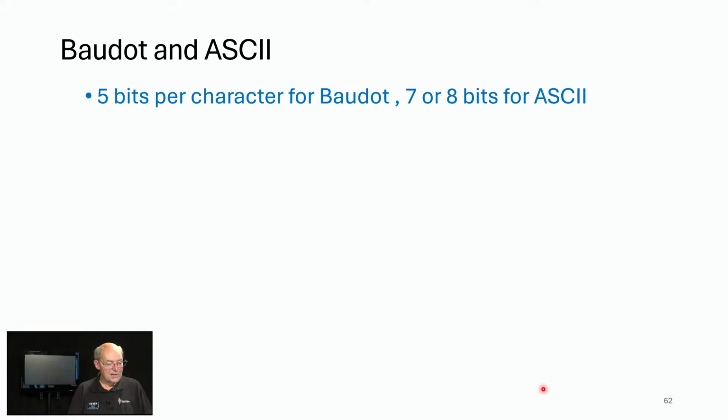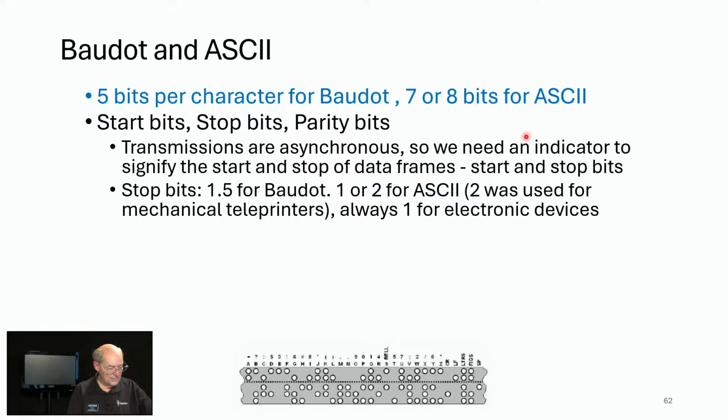Some differences now between Baudot and ASCII. We've got 5 bits per character for Baudot, 7 or 8 for ASCII. We've got stop bits, start bits, and parity bits, which we talked about a little bit. The way parity works in ASCII, they'll count the number of 1s and 0s, and if there are more 1s than 0s, you'll set the parity bit one way, and if it's the other way, you get the other value.